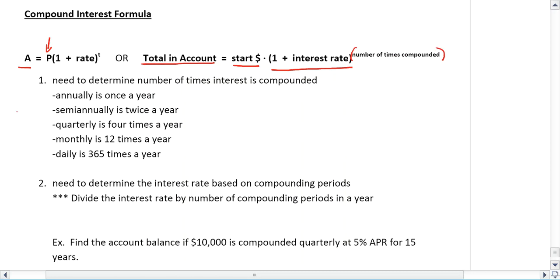You need to understand some terms here to figure out how many times you're compounding. If you're compounding, which means calculating the interest, if you're calculating the interest annually, that just means 1 time a year.